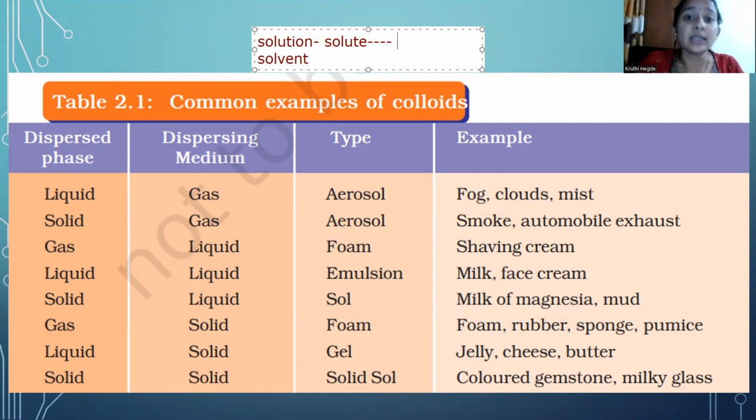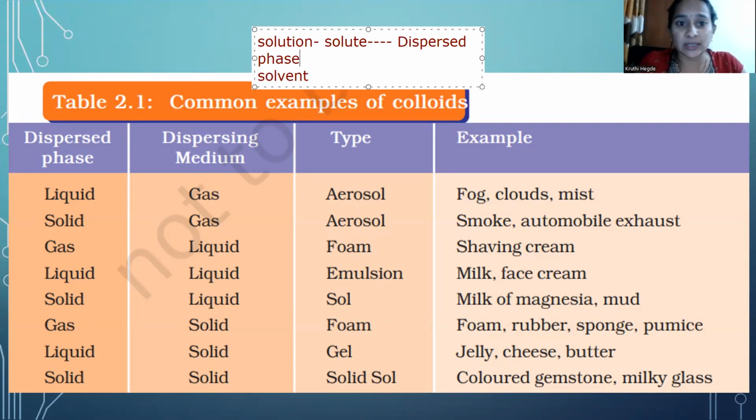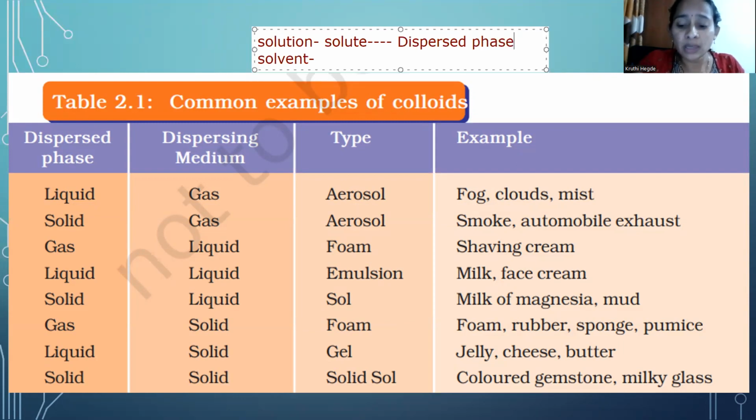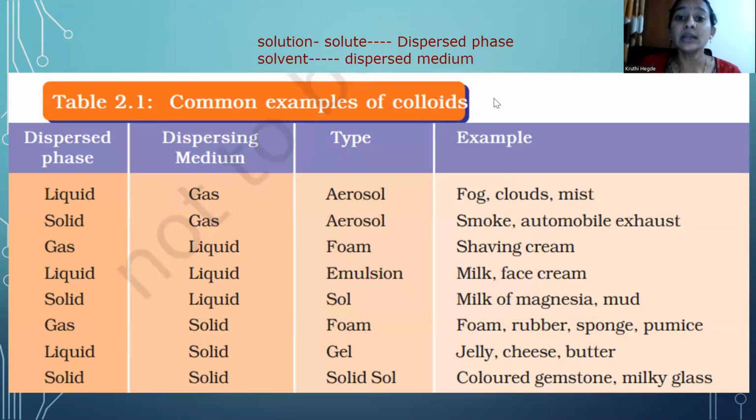So in colloid also there will be two components. One component, which is similar to the solute, is the dispersed phase. And the one present in a larger amount, like the solvent, which dissolves the dispersed phase in it, is the dispersed medium. Only the names are different. In a solution we call them solute and solvent. Here we call them dispersed phase and dispersed medium. Got it, children? So now, moving ahead, let us look at common daily life examples.